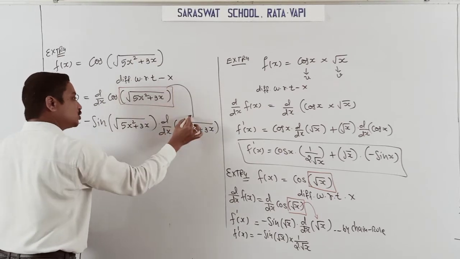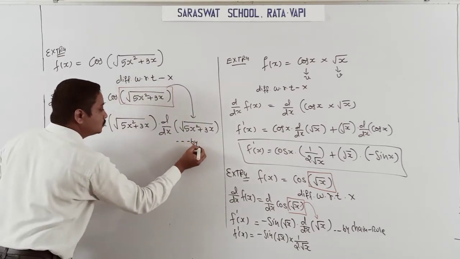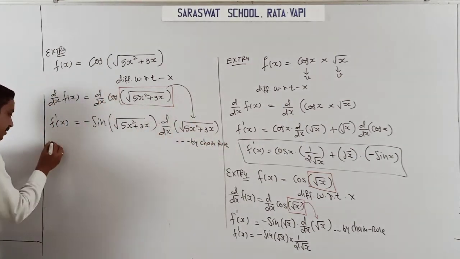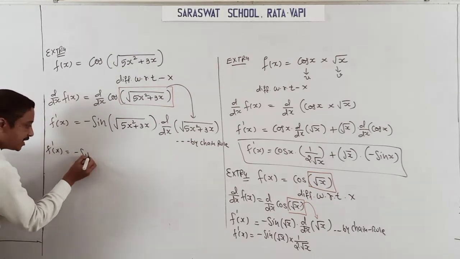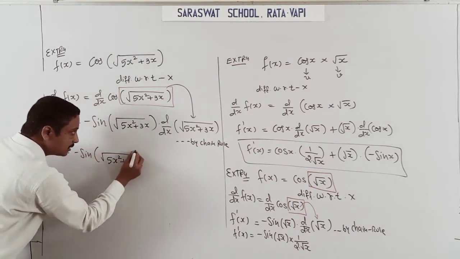Internal function same, and d by dx of this derivative is pending. Actually, this part is shown by chain rule. So that is d by dx of the same under root 5x square plus 3x.